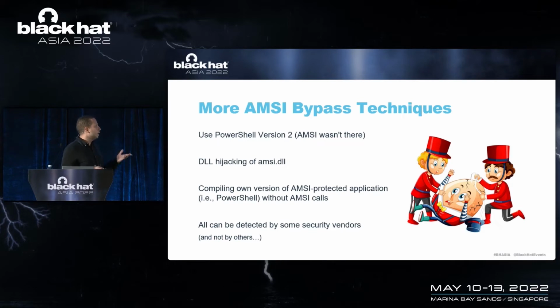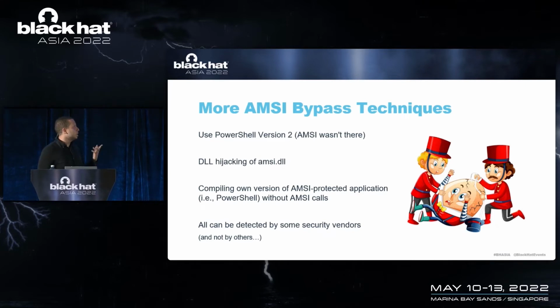We can also try to compile our own version of the AMSI-protected application without the AMSI calls. Another option that is not listed here is implemented by SharpBlock, and it is to put an outboard breakpoint on the AmsiScanBuffer function, and when the breakpoint hits, to redirect the code outside of AmsiScanBuffer. All of these techniques are known and can be detected by some security vendors.